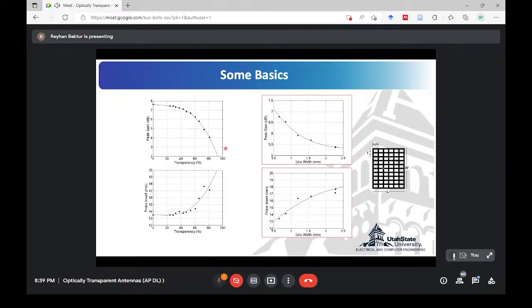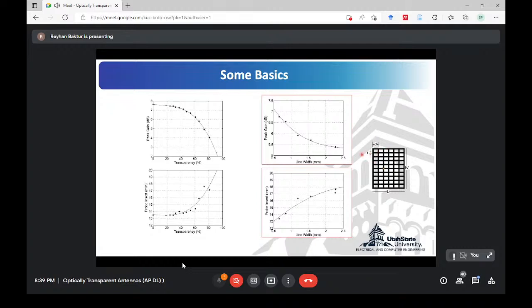Okay, that makes sense. Nothing is free in this world, right? So if you make it more transparent, your antenna gets less effective. But then what we did in our group was, well, let's examine the thickness. So what if, for the same transparencies, we make the line thinner?